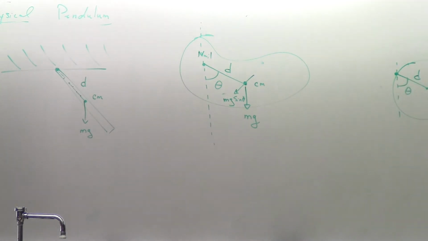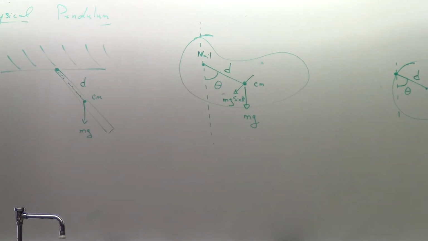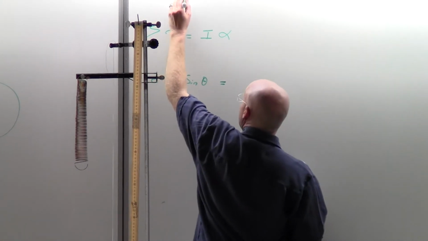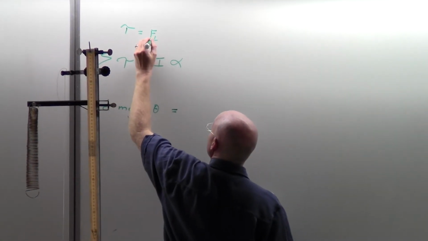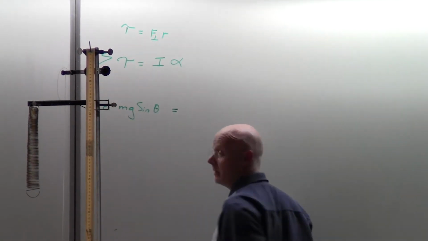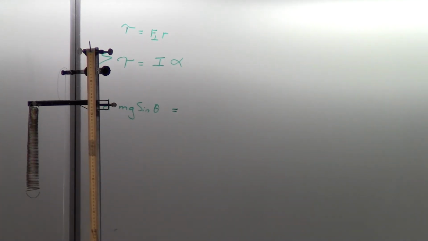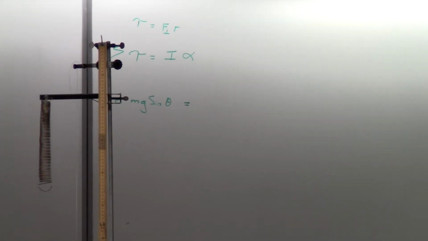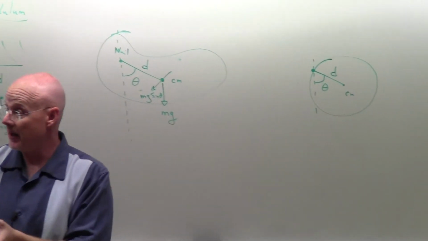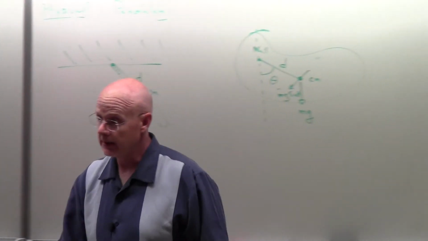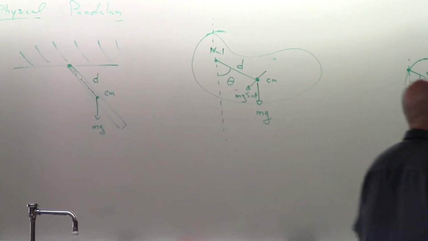And so this torque would be mg sine theta and then times d. Because torque is the perpendicular force times the lever arm. Remember that? And so how much force do I have perpendicular? Well, the magnitude of the weight is mg, and sine theta is the amount restoring it. How far away is it? D. And so there is my torque.